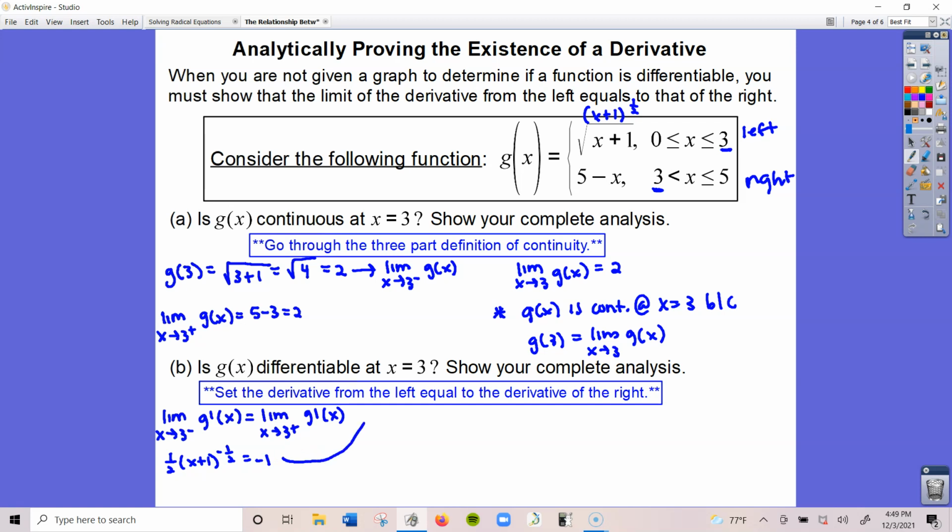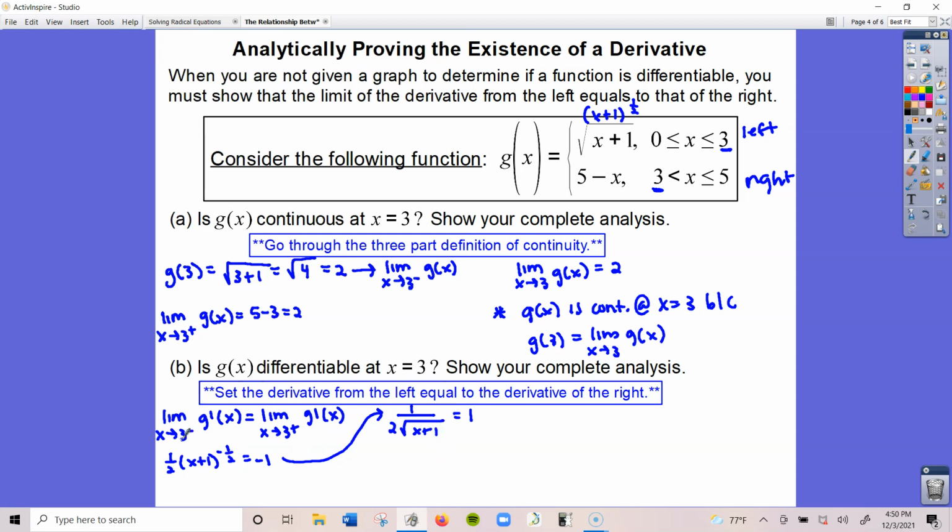So now let's rewrite this. This is 1 over 2 square root of x plus 1, since a negative exponent means that the x plus 1 is going to go down to the denominator. And since the exponent is a fraction of 1/2, that is the square root. So it goes down with the 2, since I already have a 2 in the denominator. And now I'm going to make that equal to negative 1.